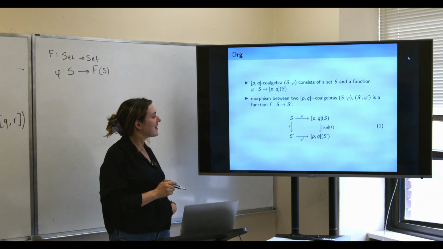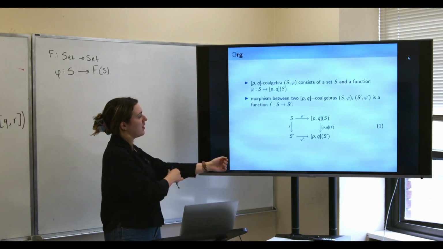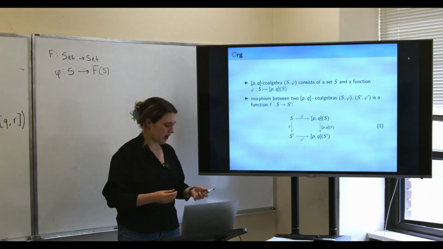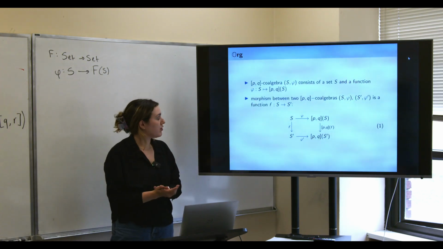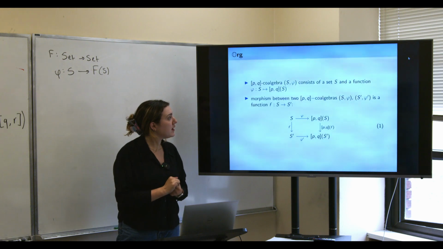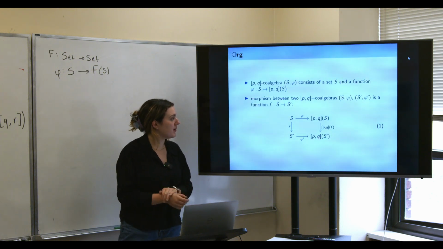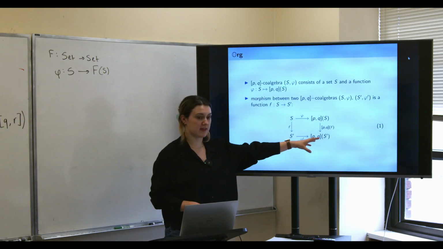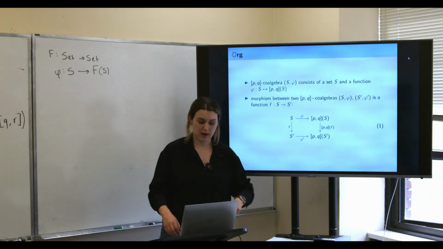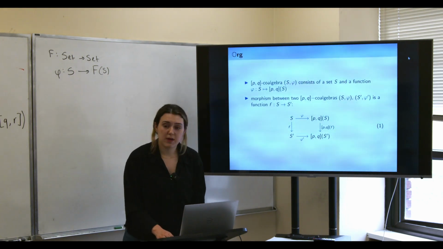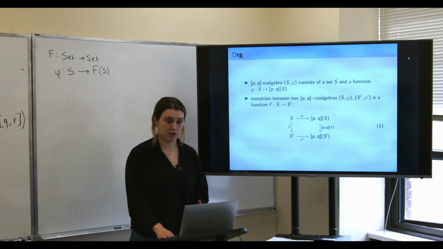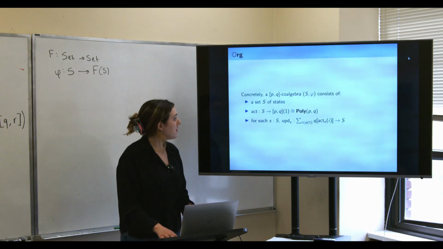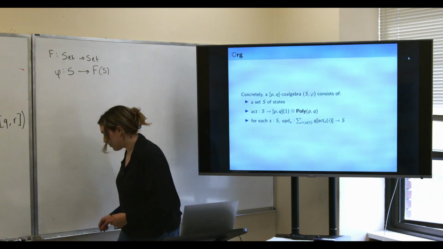So in this case, because we have the functor given by the internal hom of p and q, we'll just put that in there. And then a morphism between two PQ coalgebras is going to be a function between the state sets that makes this diagram commute. Concretely, because we can describe what the internal hom of p and q is, we can describe what these PQ coalgebras are.